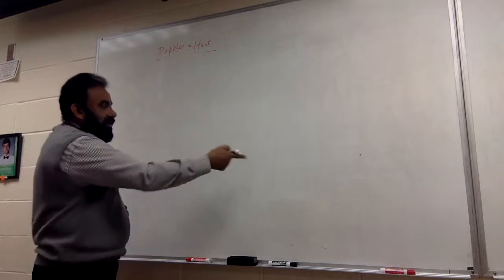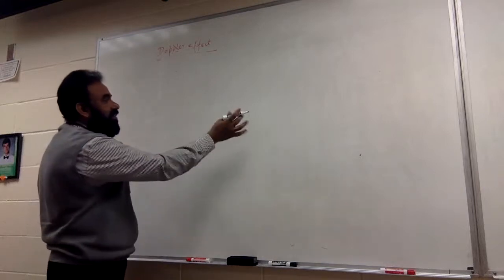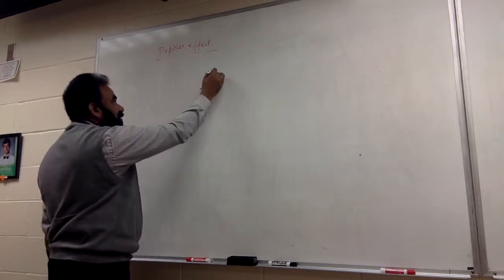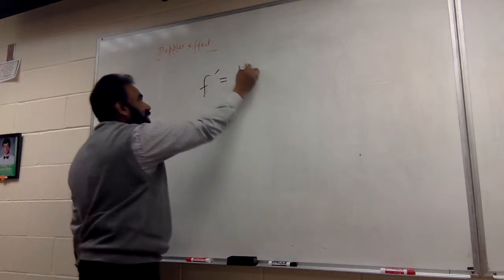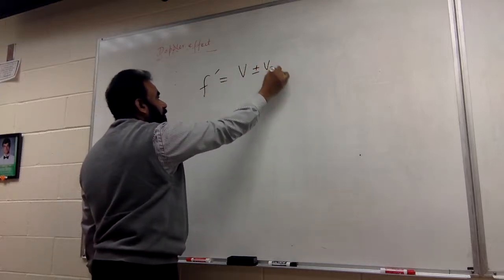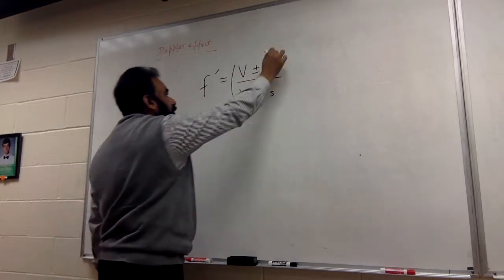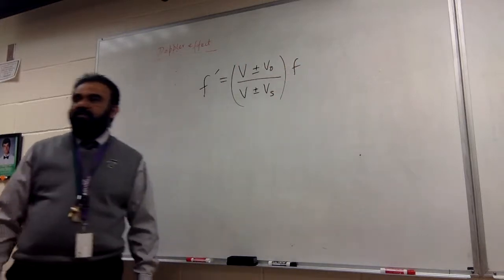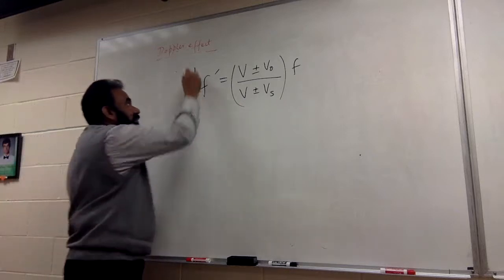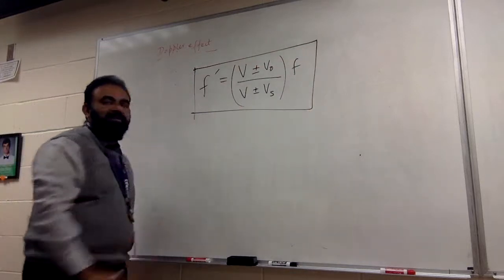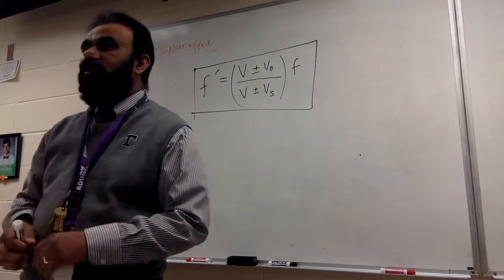That makes it easier then. So to put everything down into one formula, here is your formula: (V plus or minus VO) over (V plus or minus VS), the whole thing times F. That's one formula that you can use for the Doppler effect. Just one formula.